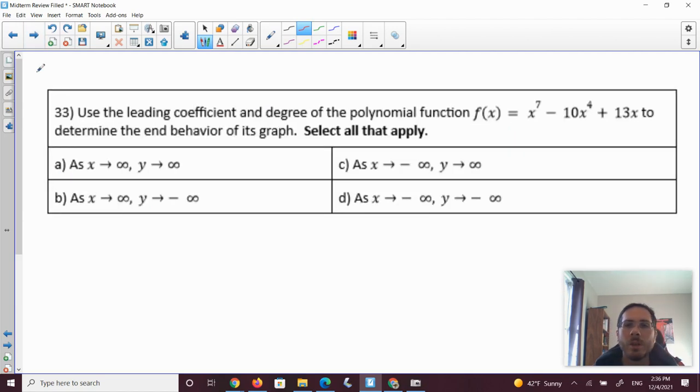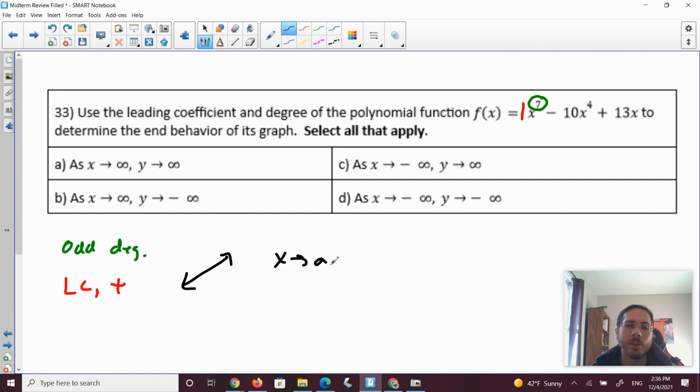33, again, we're going to use leading coefficient to determine the end behavior. So in this case, we've got our degree here. Our degree is odd. And our leading coefficient is 1, but it's positive 1. So the LC is positive. So if I have something that's odd and positive, and we want to think back to our pictures we had, that was just like a regular line. So as x goes to infinity, we want y to go to infinity. That's this side. And on the other side, as x goes to negative infinity, y is going down to negative infinity as well.